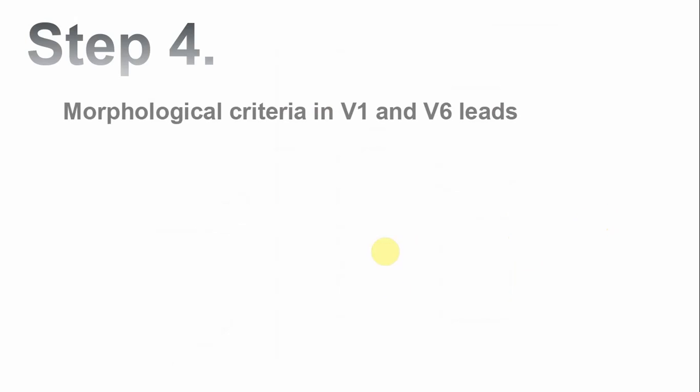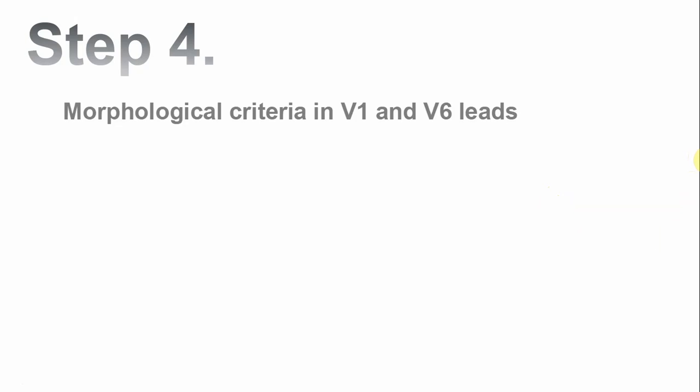So let's summarize it again. So morphological criteria, you look for V1 and V6, and this is very complicated, I know that. So Becky is going to explain this once again for us. Becky, could you please help me? Thank you. Brugada criteria step 4.